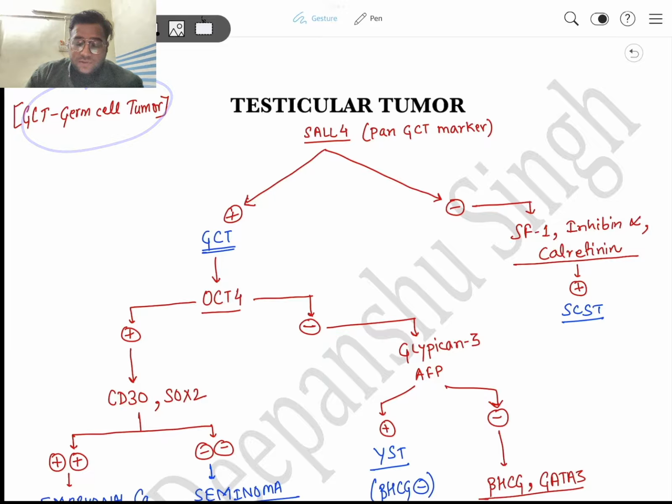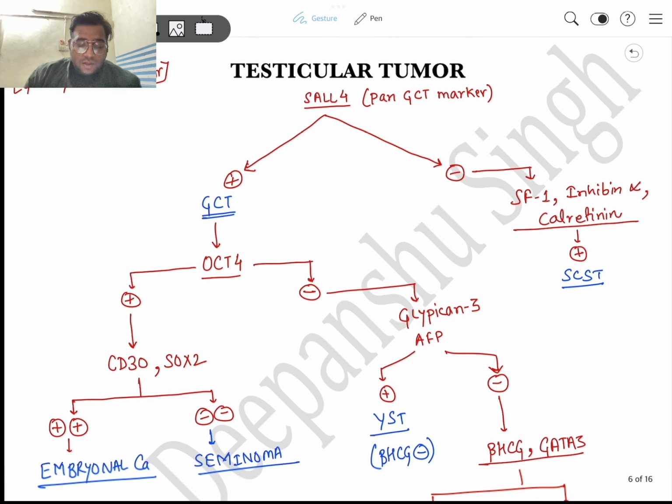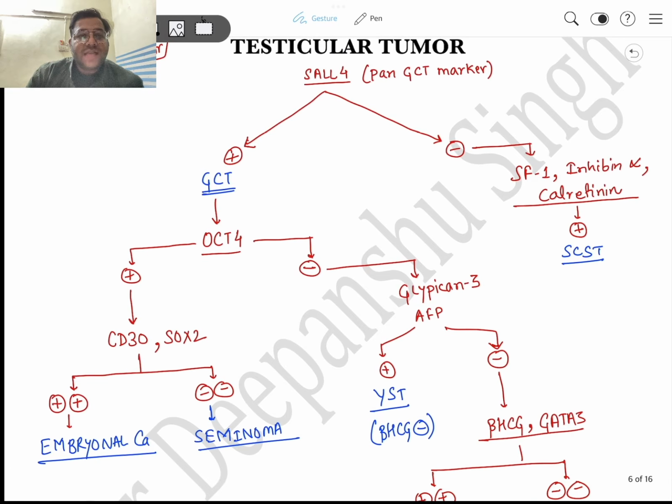So first we need to remember this part: the pan GCT marker. What is it? It is SALL4. The pan GCT marker is SALL4. So if SALL4 is positive, it confirms that it is a germ cell tumor. If it is not positive, it is not a germ cell tumor, because it is a germ cell tumor marker. If it is negative, then it cannot be a germ cell tumor.